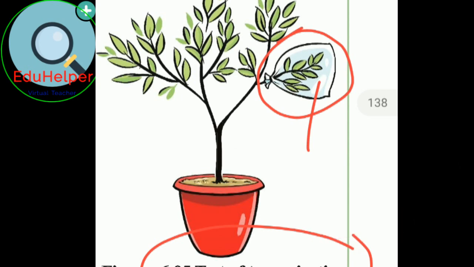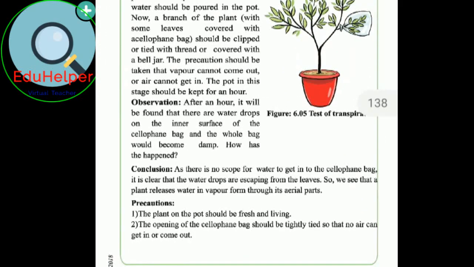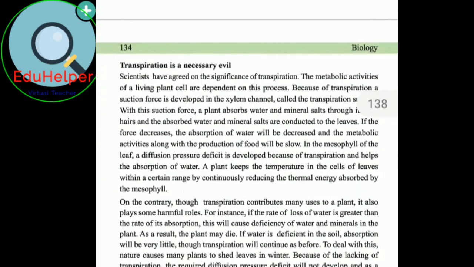When you do it, you should follow some precautions, like the plant in the pot should be fresh and living. The opening of the cellophane bag should be tightly tied so that no air can get in or come out from the cellophane bag. Okay, so now I'll talk about the necessary evil.